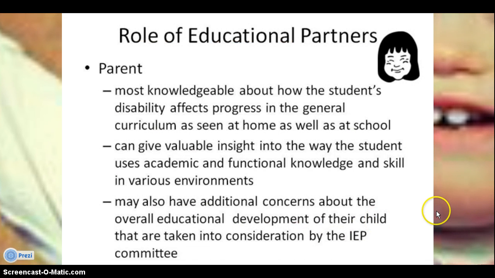The parent is the one who's the most knowledgeable about how this child's disability is affecting their curriculum as seen at home. In other words, when we're sending work home, how is that child coping with this when he gets out of the school setting where he has the levels of support that he has at the school? The parent can also give a lot of insight into the way that the student uses academic and functional knowledge and skills in various environments.